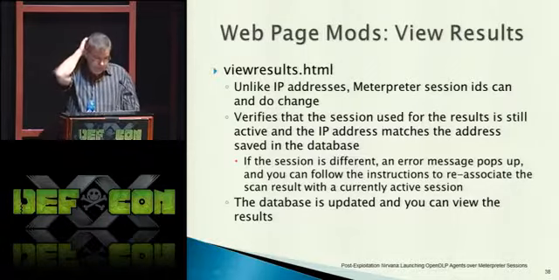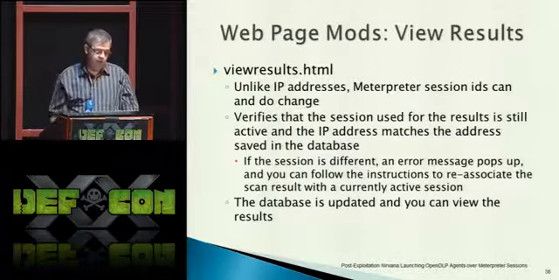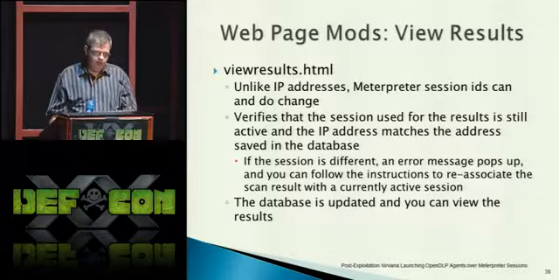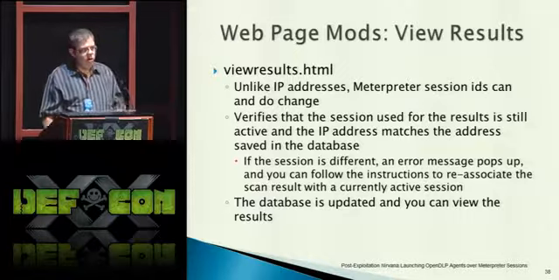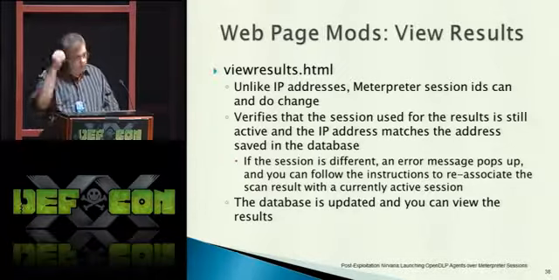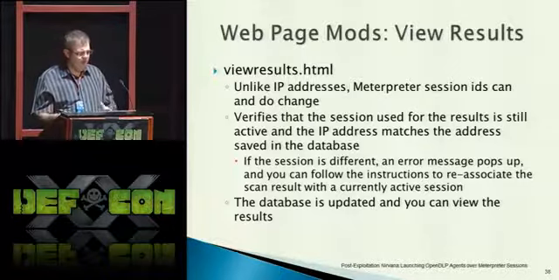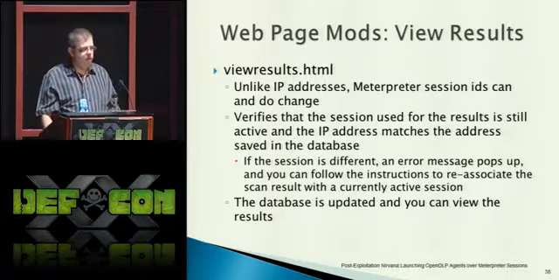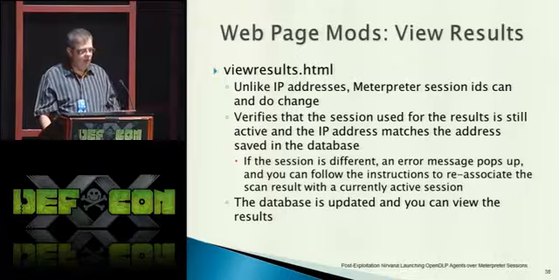I changed the View Results page. Again, with the IP addresses, the session IDs can change. So when you go to look at your results, if the session ID has changed, you now have orphaned results in your database and no way to get those files and view them. This is because the files stay on the target system. They don't get copied into OpenDLP. There's got to be a way to reconcile the orphan scan with the session it belongs to, the new session.